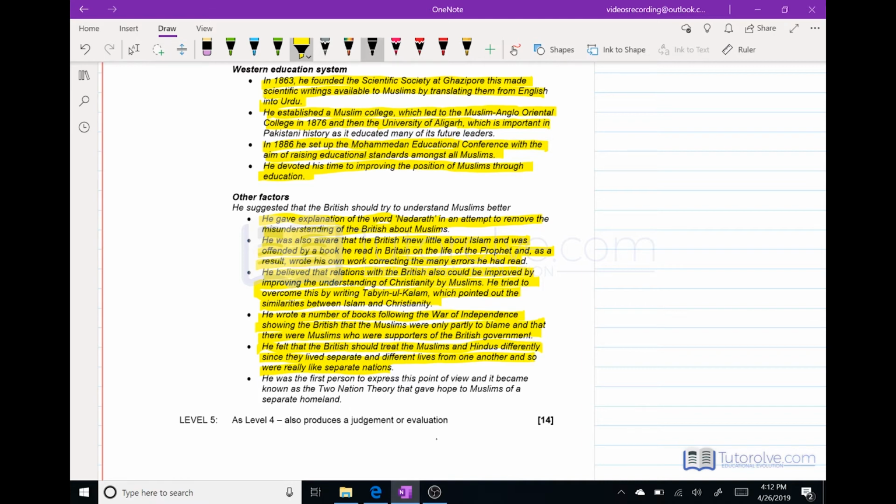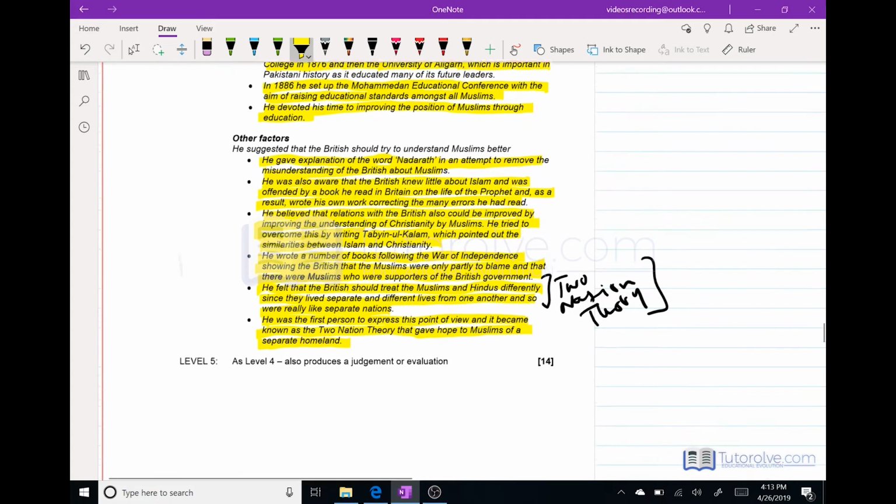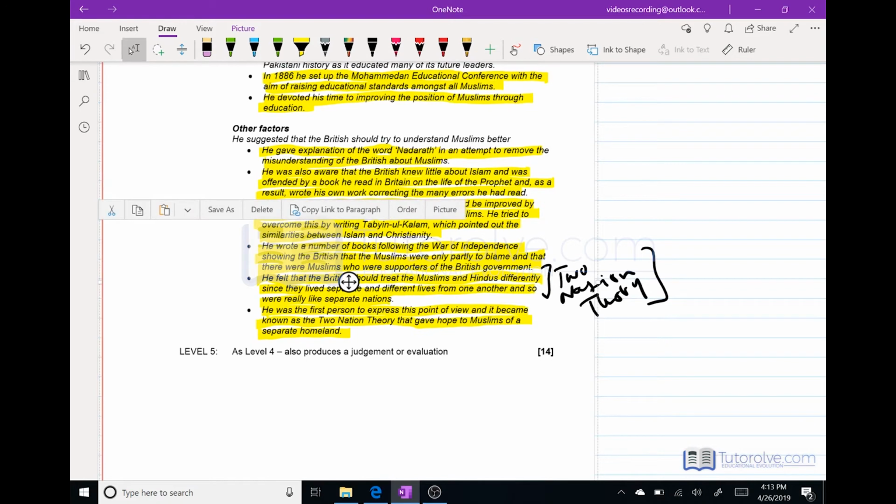So now here, this is what the other factors are about: the highlighting of the two nation theory. This is where Sir Sayyid Ahmad Khan gave his basic idea of how he viewed Hindus and Muslims. He viewed them as two separate nations. He was the first person to express this point of view, which became known as the two nation theory. And this is where the first signs of a separate homeland, or the hope for Muslims to have a separate homeland, was generated.